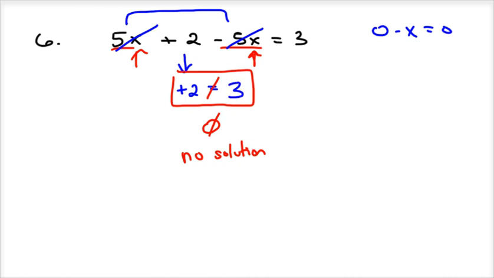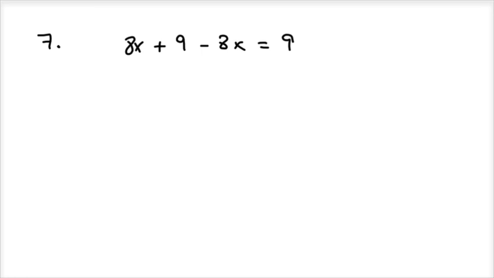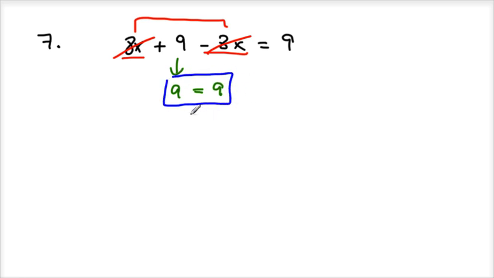Let's take a look at another special case. 8x plus 9 minus 8x equals 9. So now my two like terms here are 8x and negative 8x. Let's combine these two terms. So 8x minus 8x, that also goes away like the last example, except this time I'm left with 9 equals 9. Well, is that true? Does 9 equal 9? The answer is yes. So when you're left with a true statement like this, 9 equals 9, the answer is all real numbers.